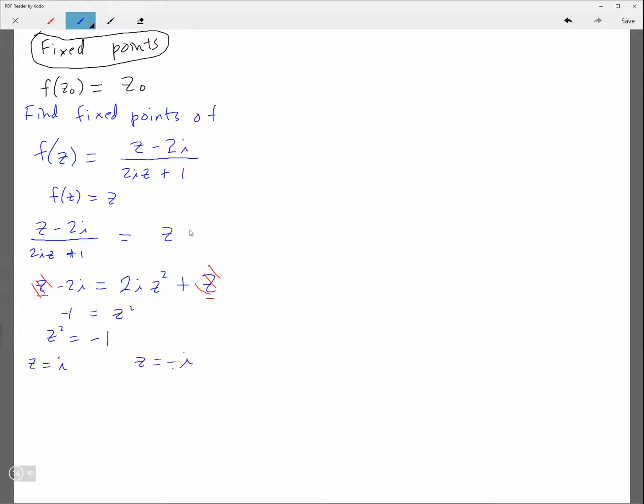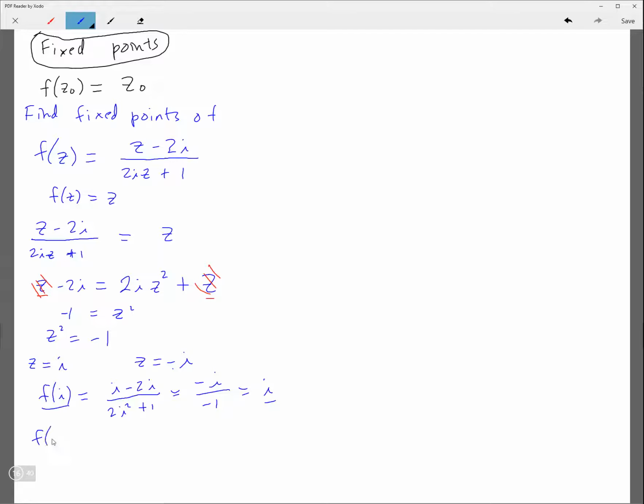We can verify that. So check this out. If we calculate f of i by putting an i in here and there, the numerator becomes i minus 2i, and the denominator becomes 2i times i, so that's i squared plus 1. The numerator becomes negative i, and the denominator becomes 1 minus 2. That's negative 1, right? So that becomes i. So f of i equals i.